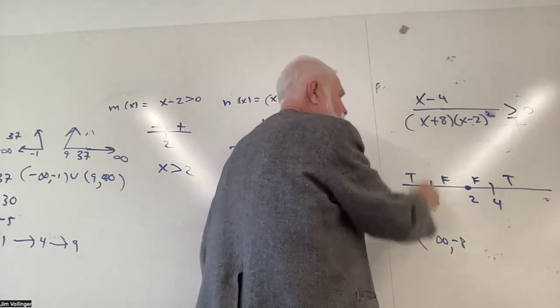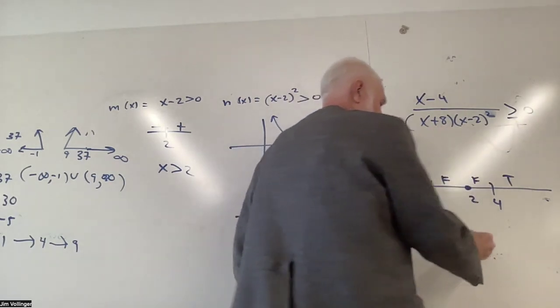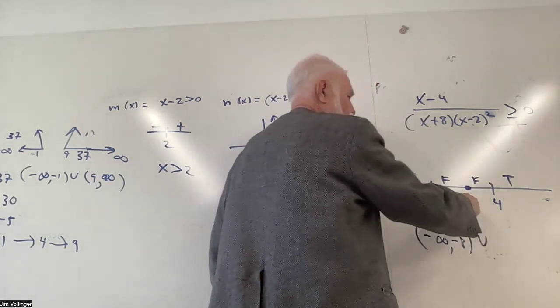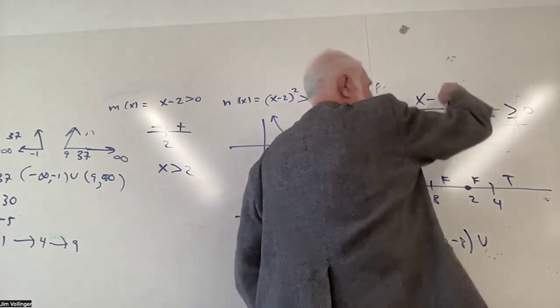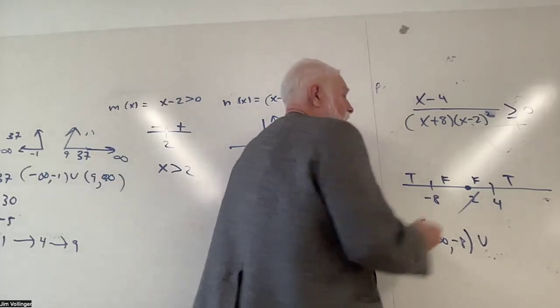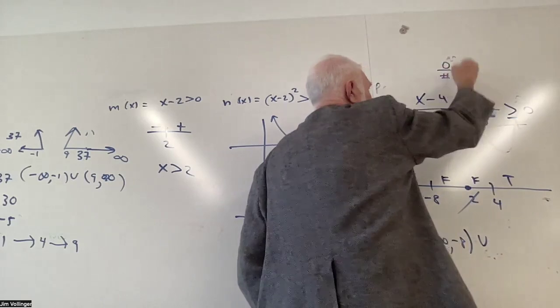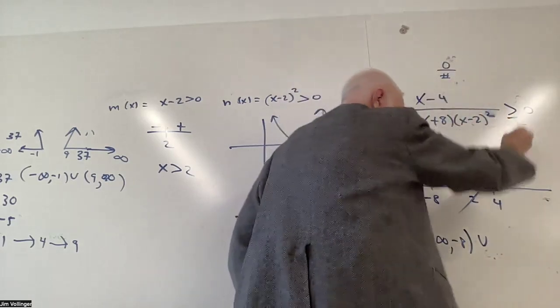All right, does -8 work? -8 plus 8 is 0. Can I divide by 0? No. Union. Can I use 2? 2 minus 2 is 0. I can't divide by 0, so no. 2 doesn't work. Does 4 work? 4 minus 4 is 0. 0 divided by numbers is 0. So that's true.